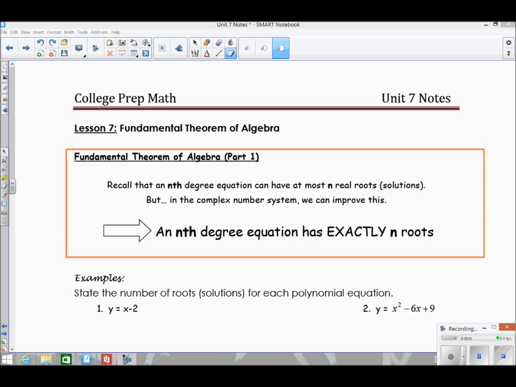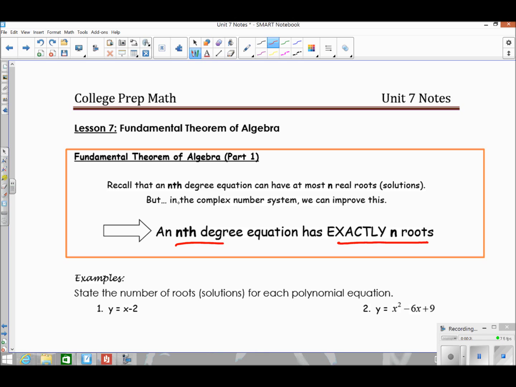In the last lesson in this unit, we're going to talk about the fundamental theorem of algebra. There's two parts to this theorem. The first part says that an nth degree equation has exactly n roots. And we've talked about this a lot. Whatever the degree is, that's how many roots you should expect to see. So an nth degree has exactly n roots.